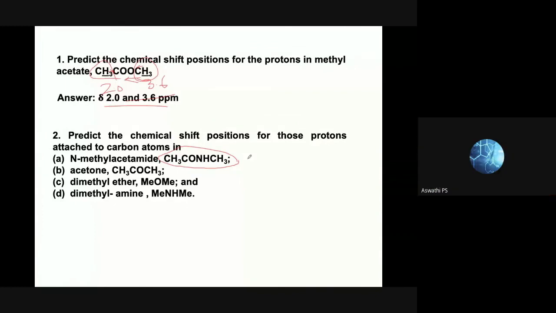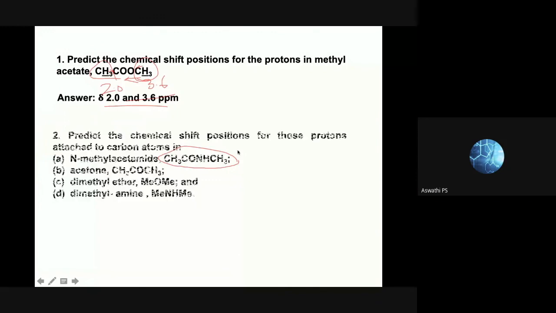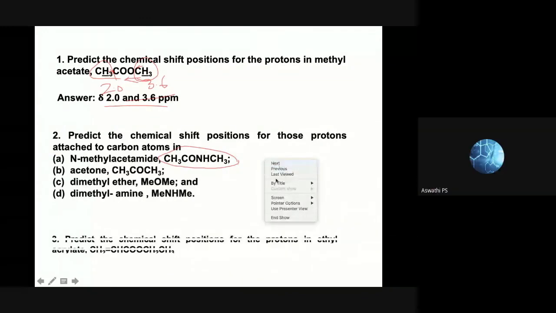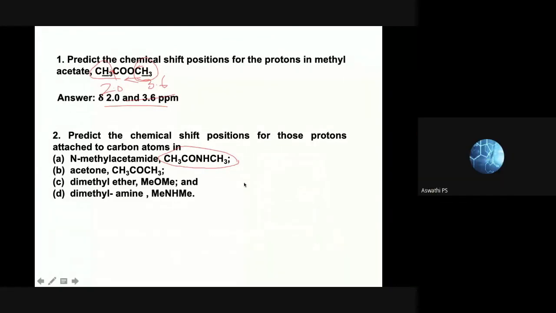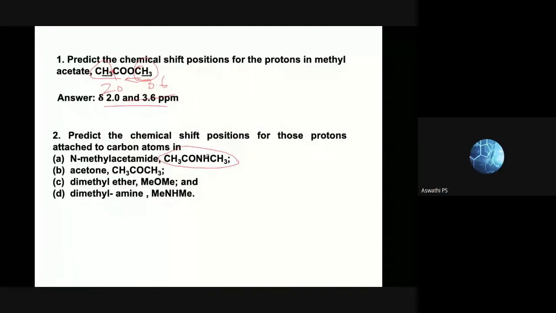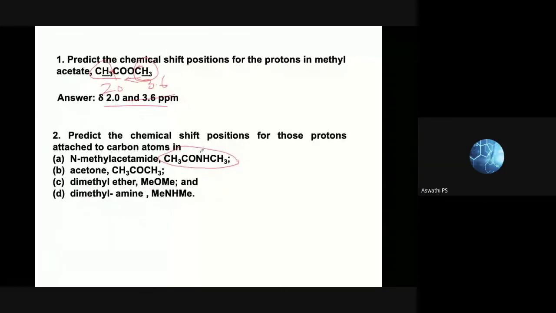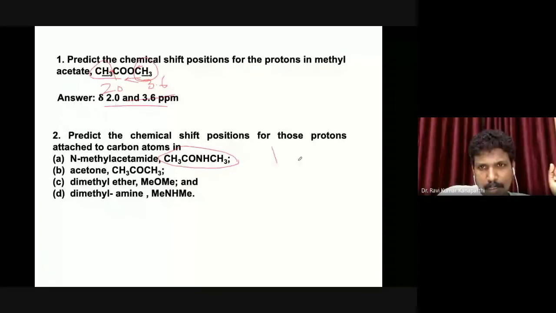Okay, sir. Approximate values. Need not be very accurate. The left side of proton will have low delta value, low chemical shift. Proton on the nitrogen will be more shielded, so it will be less shielded. Therefore, it must show higher chemical shift value. Yeah, tell. I'm listening.